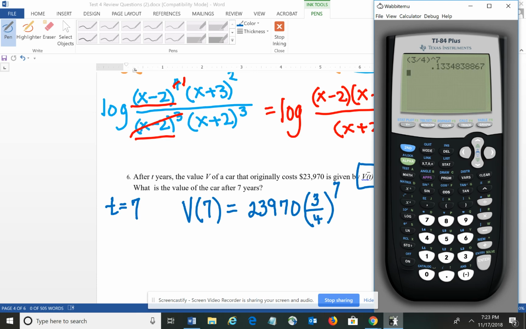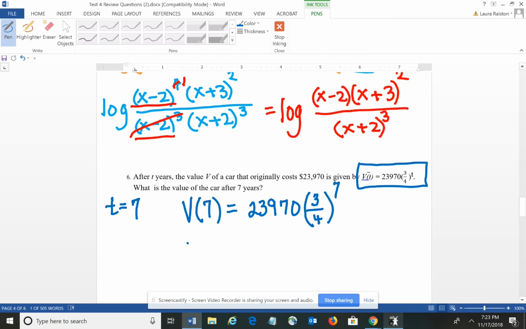I get 0.1334838867, and I'm going to multiply that answer times 23,970. And so I end up with, after 7 years, the value of the car is $3,199.61. Again, we're dealing with money, and typically with money, you're going to round things to 2 decimal places.